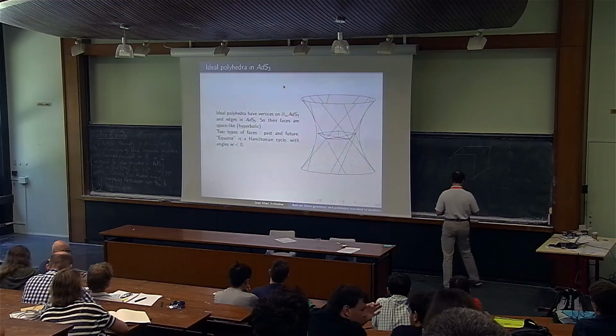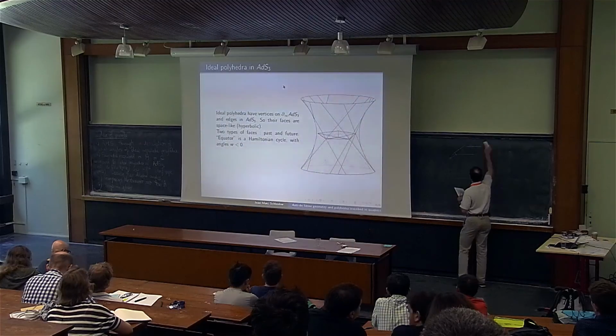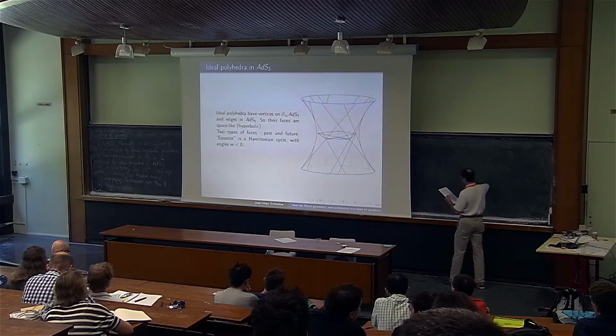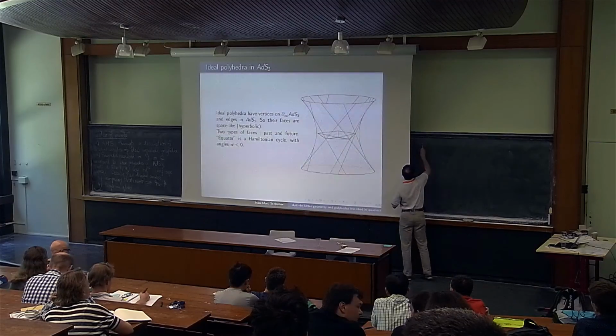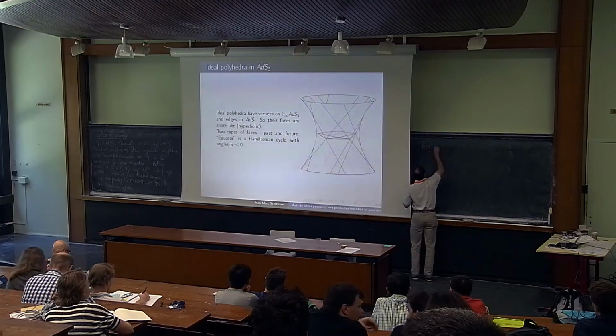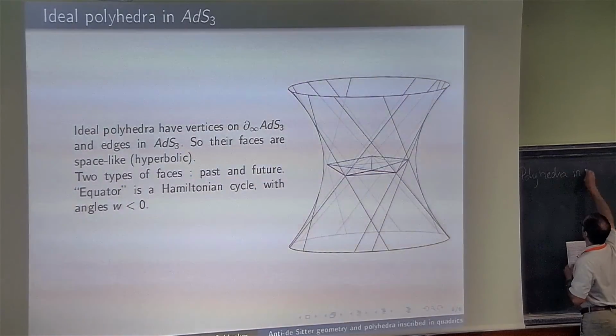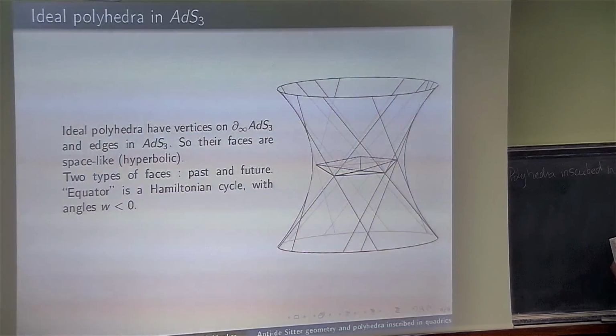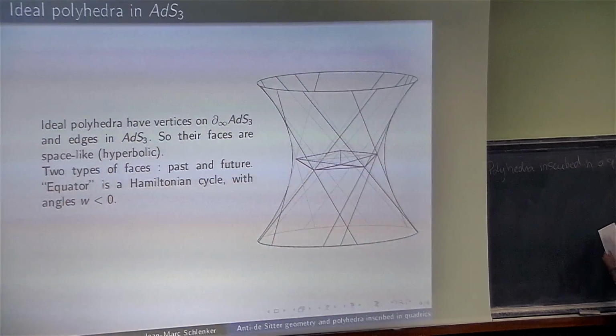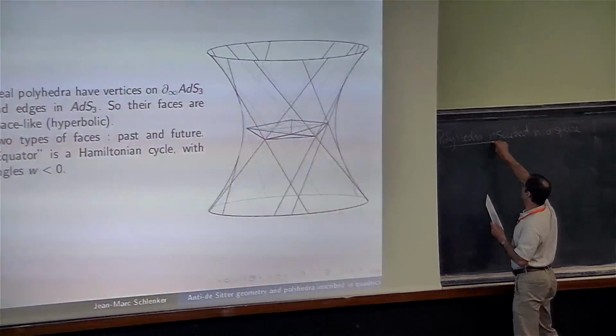So let's talk a bit about polyhedra inscribed in a sphere. I'm going to explain the result by Rivin and his collaborators. So, what is the key idea here?